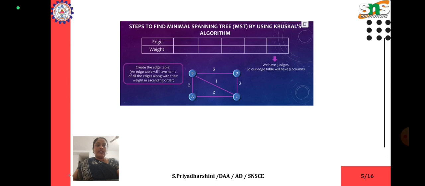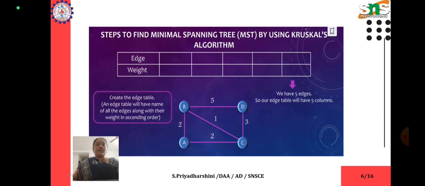First you have to create the edge table. An edge table will have the names of all the edges along with their weights in ascending order. In this example we have a total of 5 edges. We will always start from the smallest weight edge and keep selecting edges that do not form any circuit with the previously selected edges. So now look at the graph and fill the first column with the edge of the minimum weight. Now look at the graph again and find the edge of the next minimum weight. Note, in case we have 2 or more edges with the same weight, then we can write them in any order in the edge table.